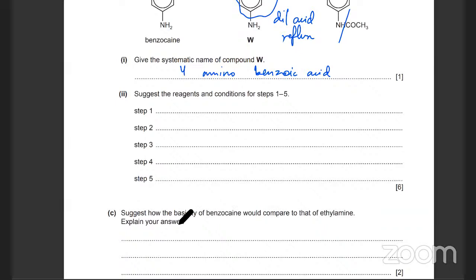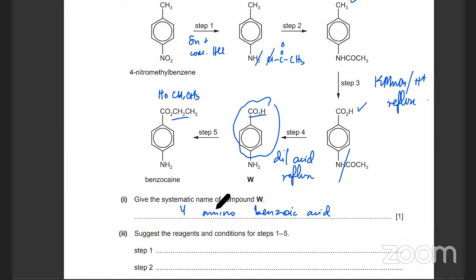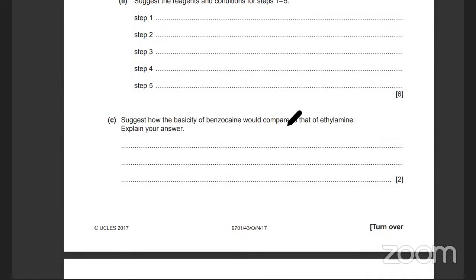Suggest how the basicity of benzocaine would compare to that of ethylamine. Explain your answer. I don't know what benzocaine was. This one. Benzocaine with ethylamine. Remember, ethylamine is this thing. So you're going to talk about which one is going to be more basic. Remember, alkyl amines are always more basic because they've got an electron donating alkyl chain. That's what you're going to write. So the electron density on the lone pair would increase and there's going to be stronger attraction for H+.